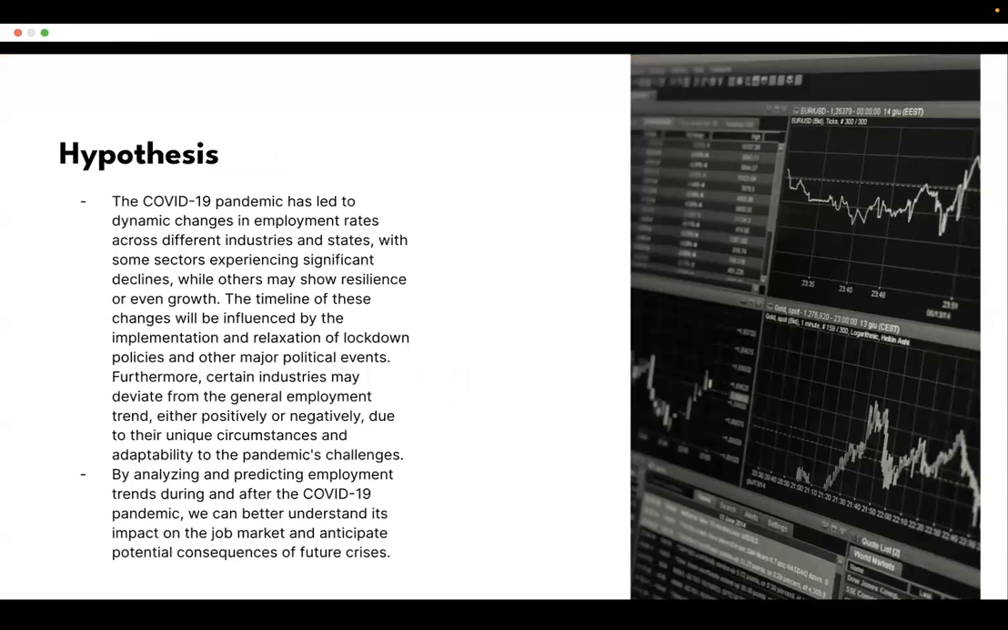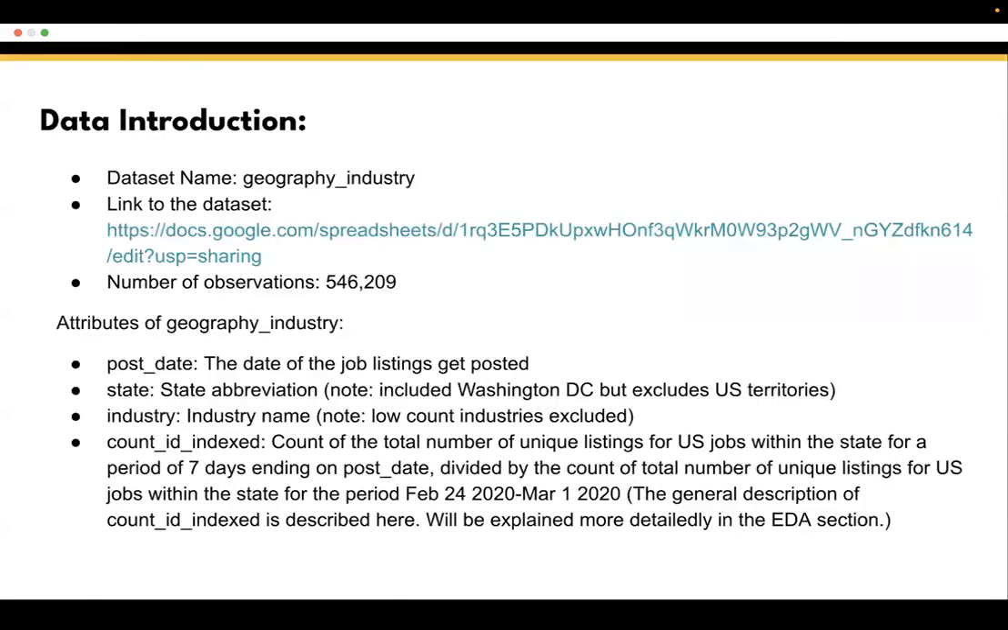So our hypothesis is the COVID-19 pandemic has led to dynamic changes in employment rates across different industries, with some sectors experiencing significant declines, while others may show some growth. The timeline of these changes will be influenced by the implementation or relaxation of lockdown policies and other major political events. Furthermore, certain industries may deviate from the general employment trend, either positively or negatively, due to their unique circumstances and adaptability to the pandemic's challenges.